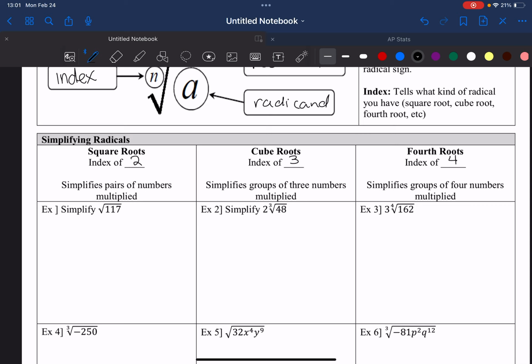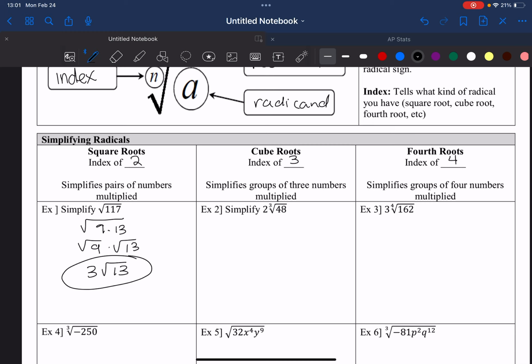For example, in order to simplify the square root of 117, we know that the square root of 117 is the same as the square root of 9 times 13. And we know that we can take the square root of 9 and separate it from the square root of 13. Because the square root of 9 is 3, and the square root of 13 does not have a perfect square, so we simplify this to say 3 square root of 13.